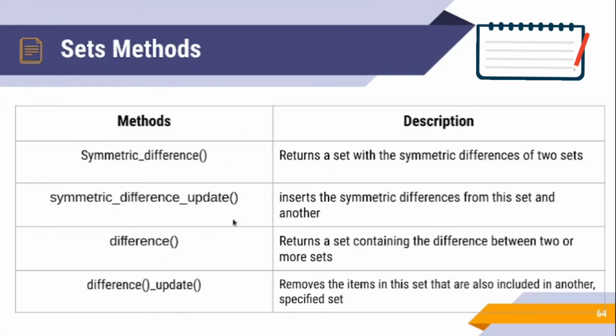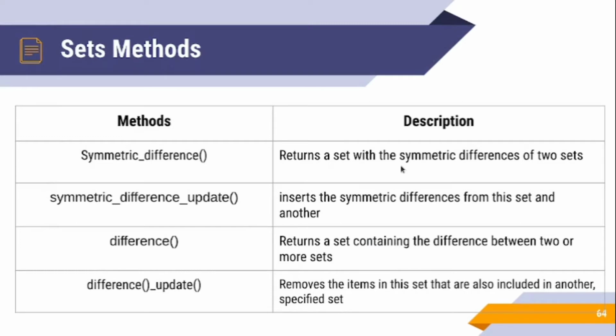Next, symmetric difference returns a set with the symmetric difference of two sets, and difference returns a set containing the difference between two or more sets. Difference update removes the items in this set that are also included in another specified set. So note it down. These are the set methods.